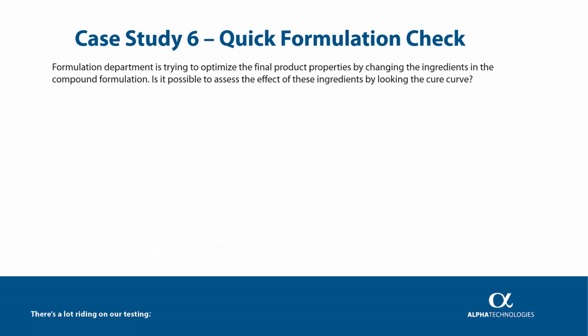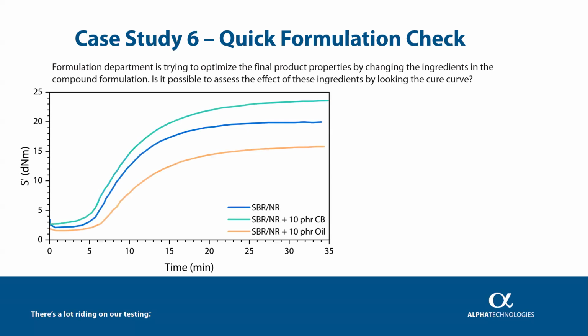Okay, moving forward to case study 6, the formulation team was working to optimize the final product properties by adjusting the levels of carbon black and oil in the compound. However, the traditional trial and error approach was time consuming. So the question became, can we use the cure curve, isothermal cure curve, to quickly assess the impact of these ingredients? The answer is yes, and this plot clearly illustrates how.